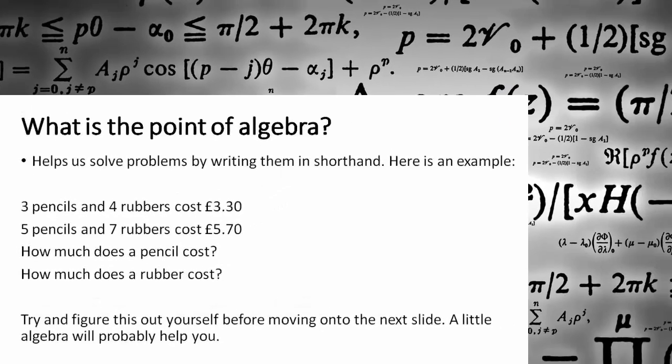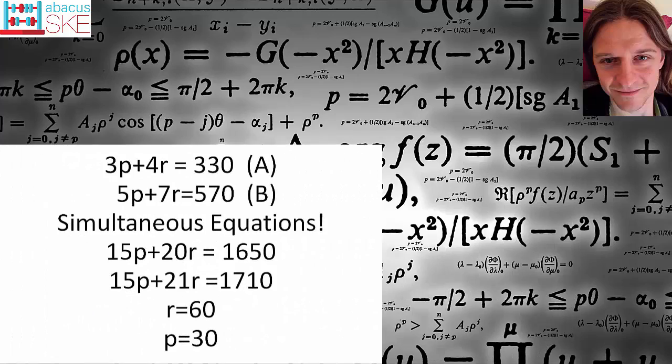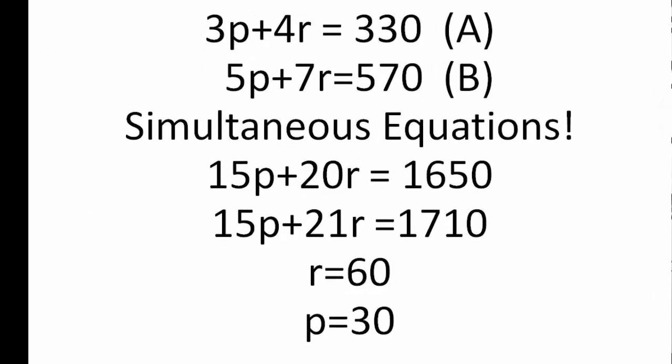Okay, I hope you've had a little think about that now. Naturally, this is quite clearly a simultaneous equation. If we write it in terms of P and R, where P is the cost of 1 pencil and R is the cost of 1 rubber, it becomes so much more straightforward. It really does, because we just have 3P plus 4R is 330, 5P plus 7R is 570, and we solve these in the same old way that we solve simultaneous equations.